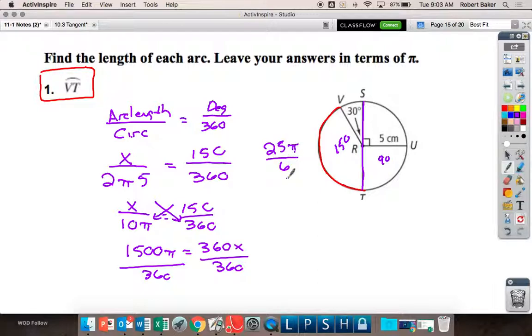25 pi over 6, which is like 6.25 pies. We want to leave it as a fraction. So your calculator does a lot of work for you. All right, let's try the next one over. Let's copy my work down.